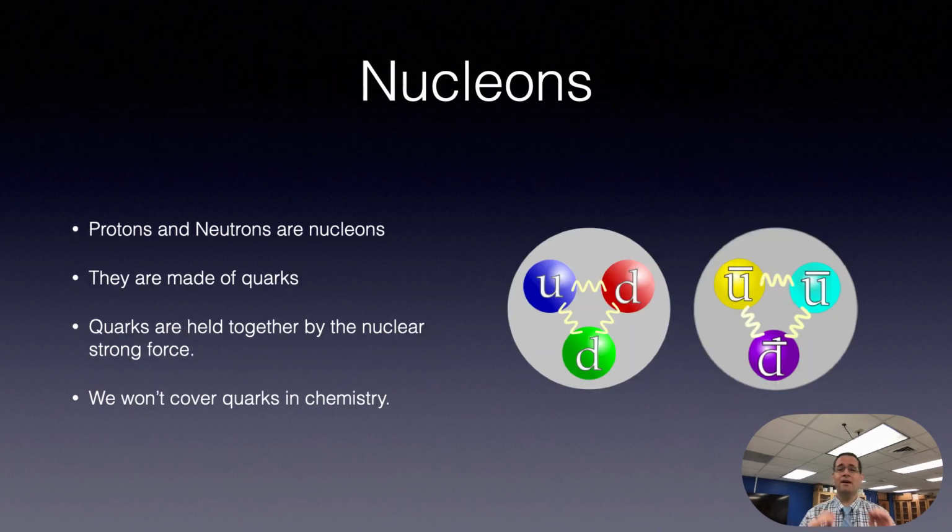All right, so you might be wondering, what are these nucleons in the nucleus? Now, a nucleon is a proton or a neutron. Protons and neutrons themselves are made of smaller particles called quarks. Quarks are held together by the nuclear strong force as well. We won't cover quarks in chemistry, but just be aware that there are smaller particles and there's much more interaction and complexity there, okay?